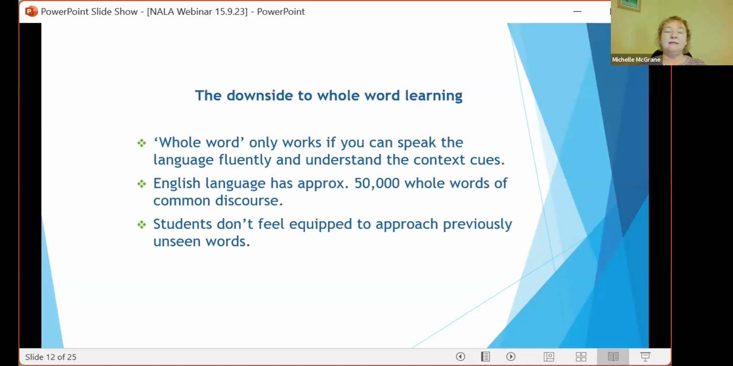And the final problem with whole word learning is that it doesn't really give any tools or equip a student to try or have a go or have a bash at a word that they've never seen before.